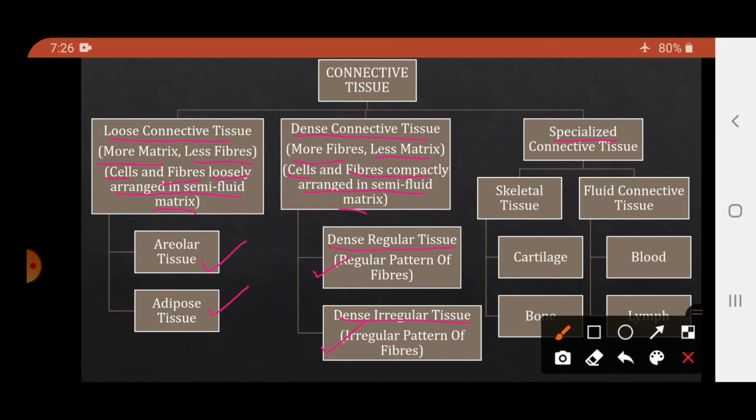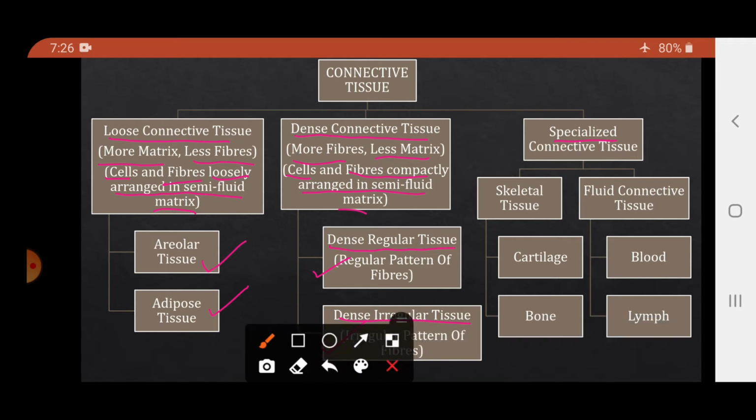Whereas regular tissue में क्या होता है? जो भी fibers होते हैं, they are arranged in a regular pattern, which means कि उनका arrangement कैसा होगा? Either parallel form में या कैसे भी, but they will be arranged in the proper manner. So that was the dense regular tissue.